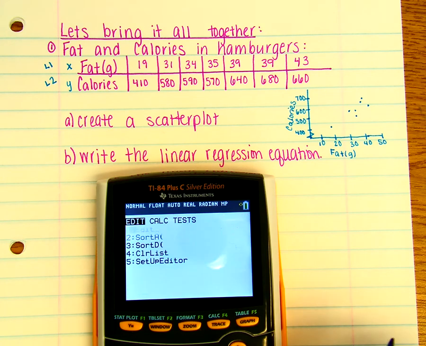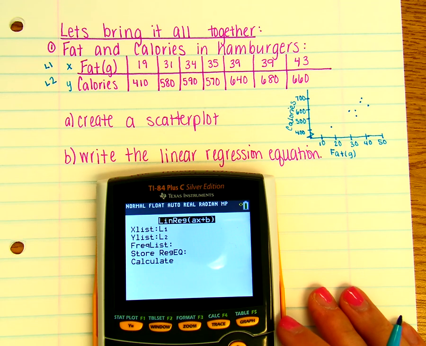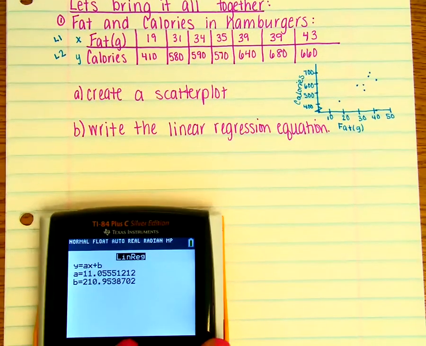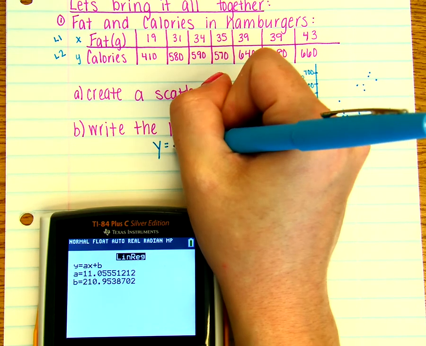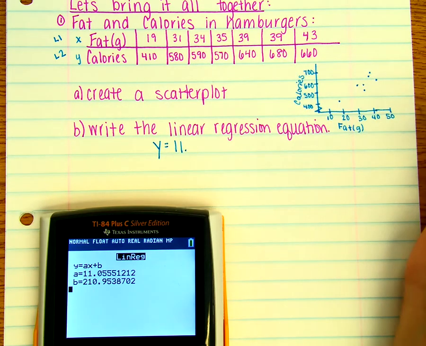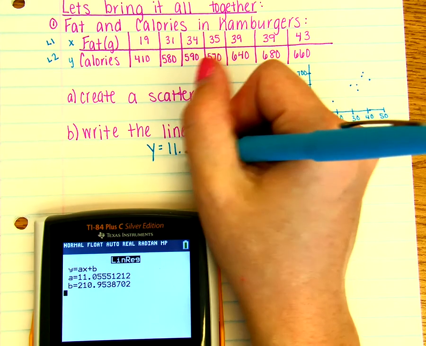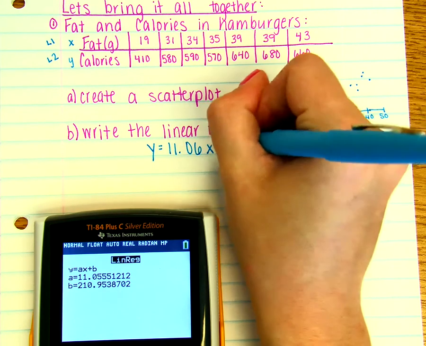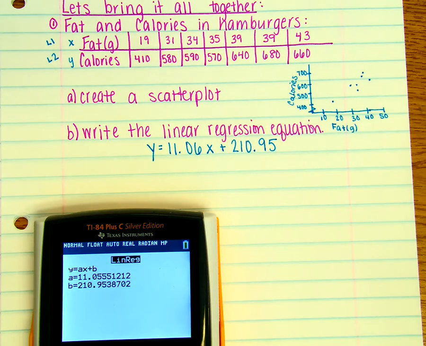Okay, so we have our information in here. Stat, Calc, and we're going to select option 4 for the linear regression. Enter, enter, enter, enter, enter. And we have this here. So here, our equation would be y equals, we plug it in, 11, and if it doesn't give us a decimal place at once, just round to 2 decimal places. So we'll say 11.06x plus 210.95.